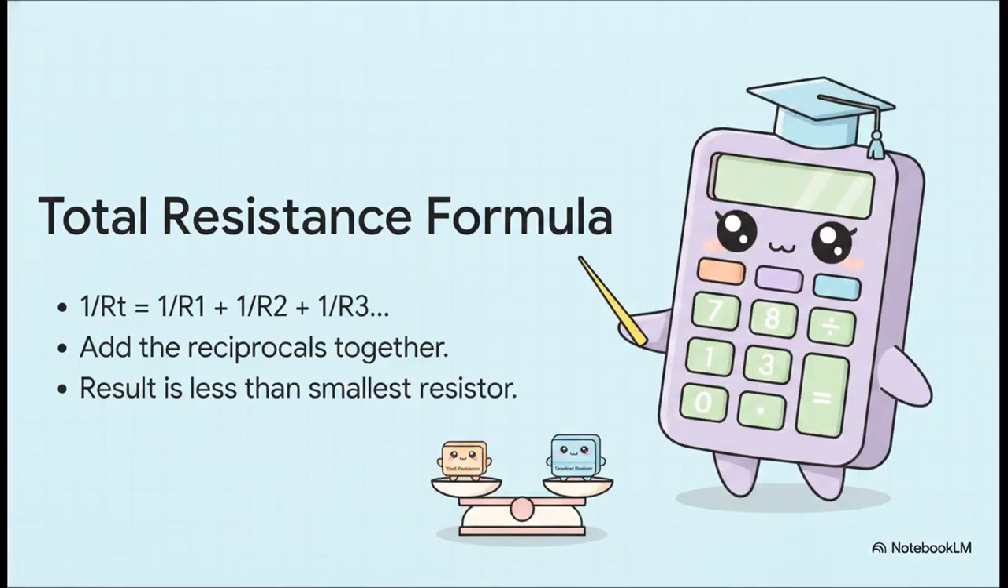We use this specific formula. Instead of adding the resistors up directly, we add their fractions, their reciprocals. So 1 over the total resistance equals 1 over R1 plus 1 over R2 and so on.